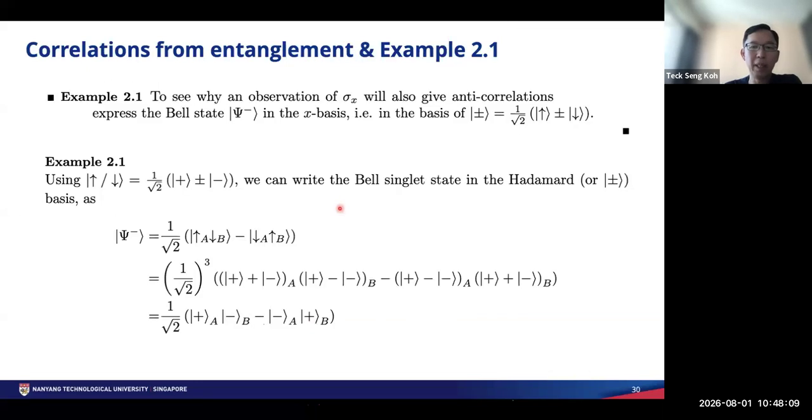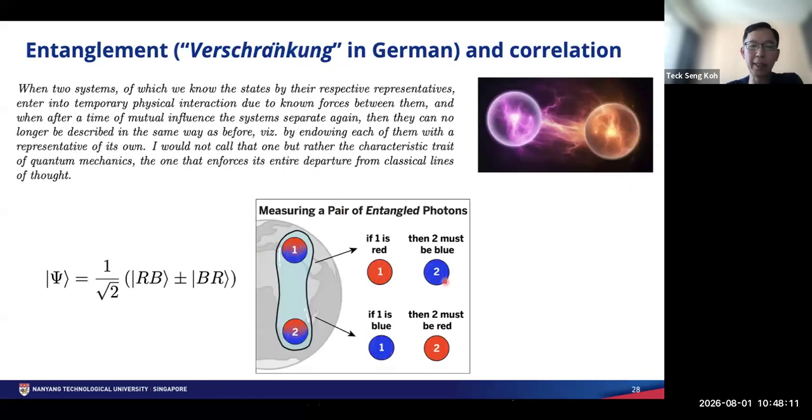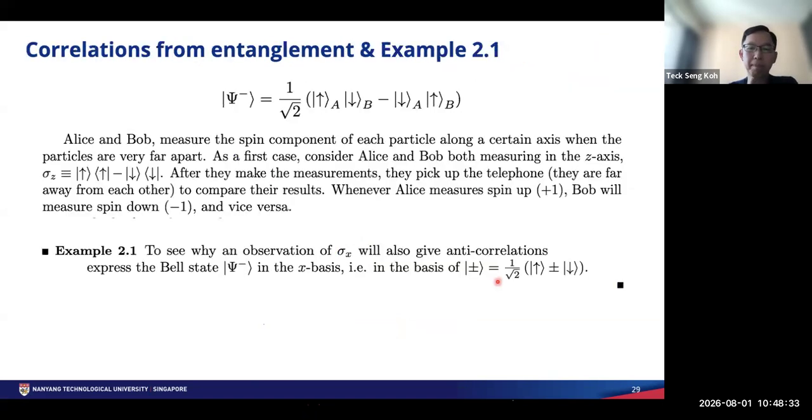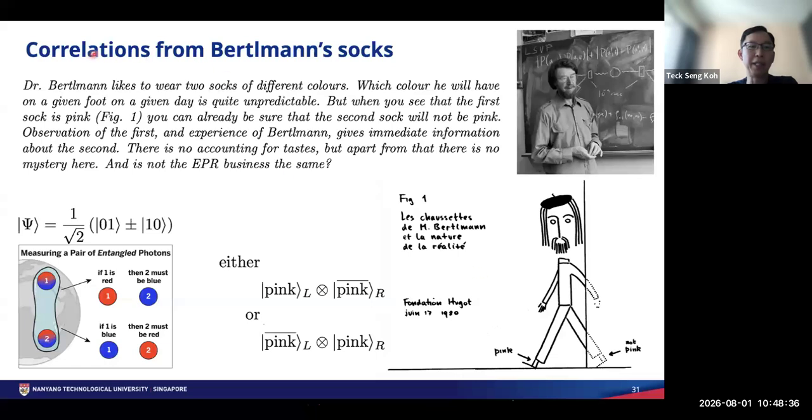Now, coming back to here, if one is red, then two must be blue. If one is blue, then two must be red. There is a correlation, a statistical correlation, right? It's a one-to-one correlation, right? Okay. So entanglement is really about correlations when it comes to measurement statistics. And these correlations, John Bell tried to explain, it goes like this, right? It's different from correlations we see in our everyday life.